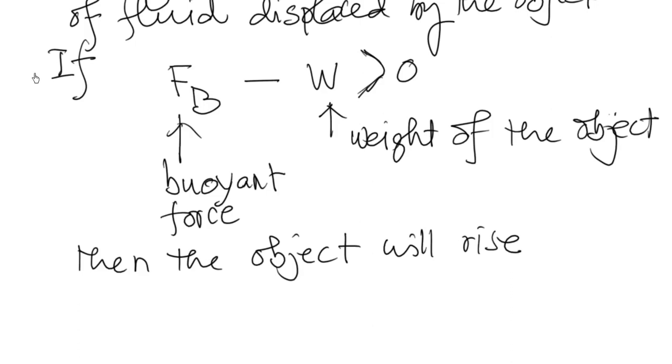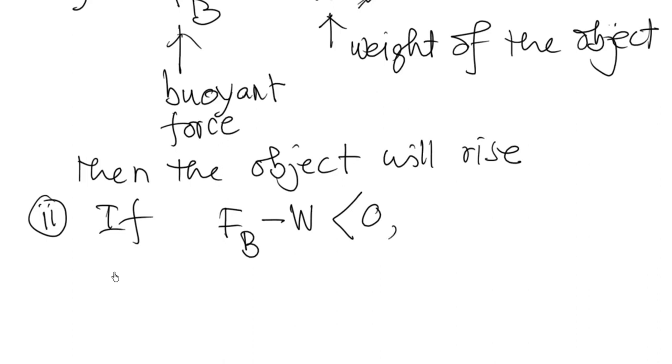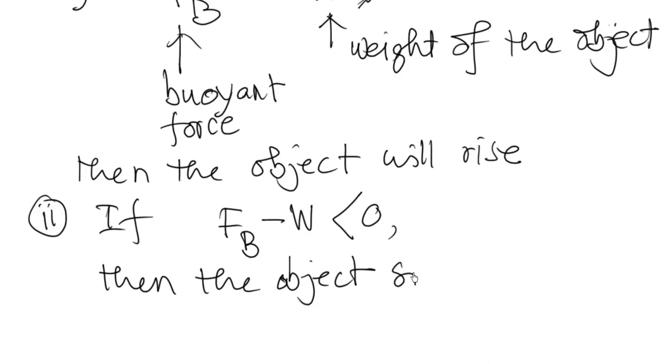This is case 1. Now, case 2: if this Fb minus W is negative, then the object sinks.